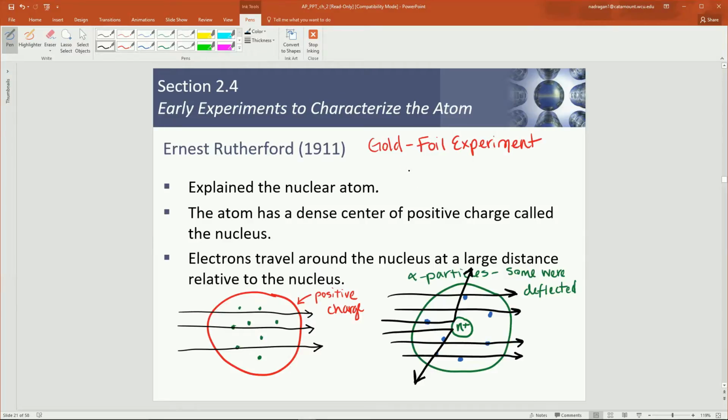The reason why is that positive would deflect positive. Remember, opposite charges attract.